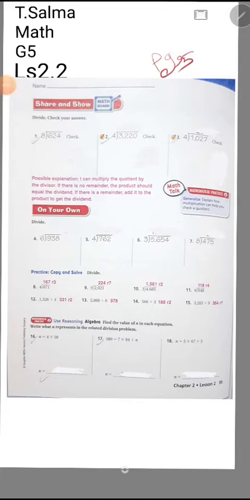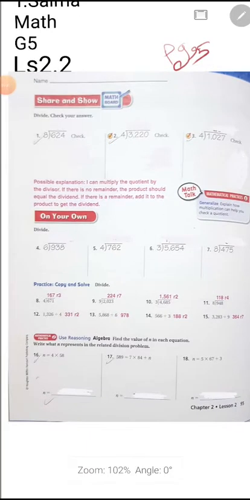Now on page 95 I will solve for you number 1, 2, 3 and 16 and 17. So let's find the division right here and check your answer. Okay, so I will divide the answer right here.